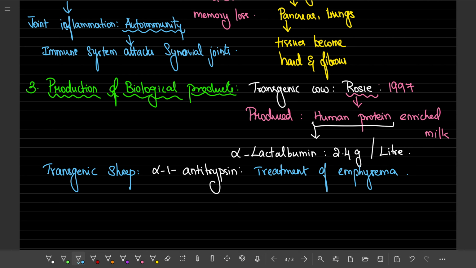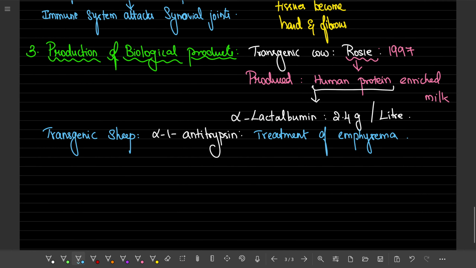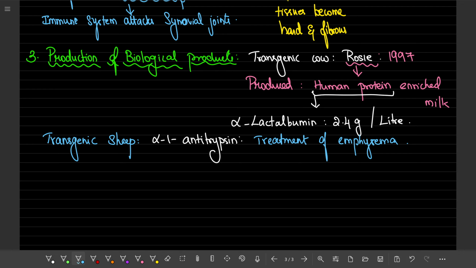Okay, so this alpha 1 antitrypsin is used for treatment of what? Treatment of emphysema. What is emphysema? It's a respiratory disease, occurs only in people who smoke a lot. It affects the alveolar walls, it reduces the surface area for exchange of gases. Diffusion it is going to reduce.